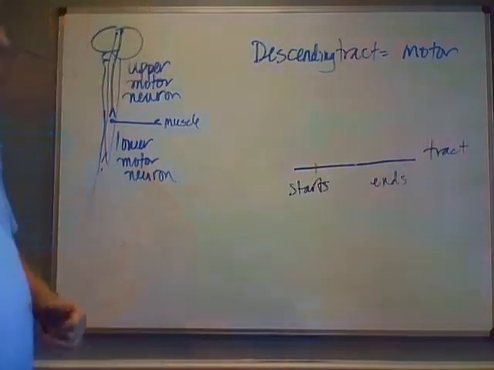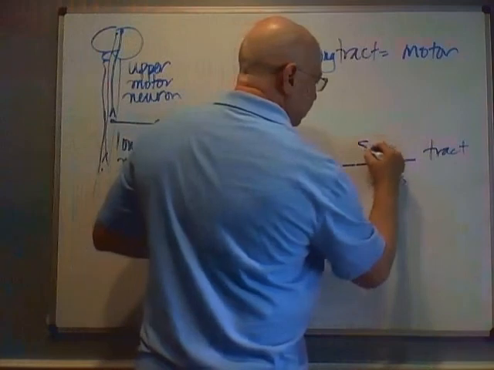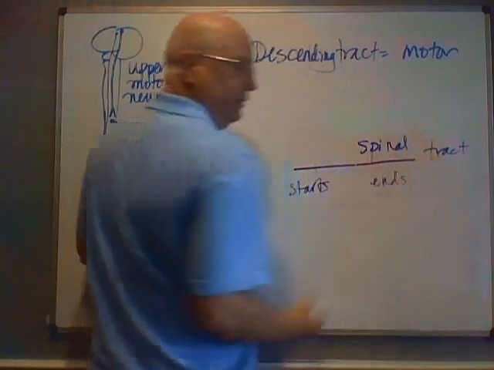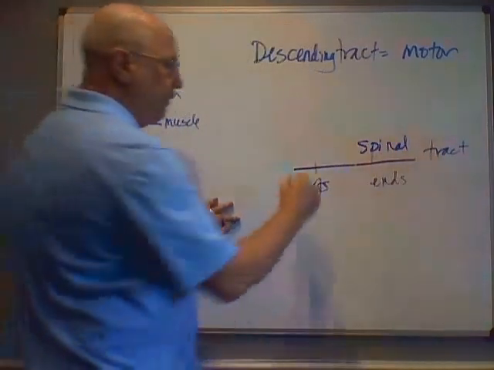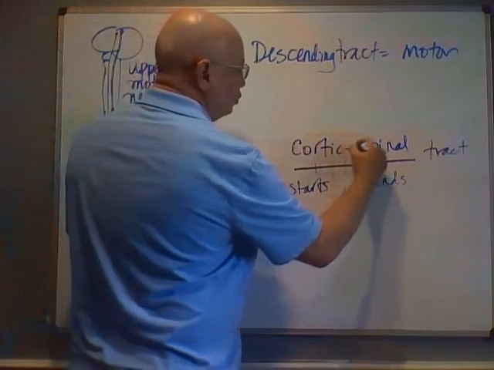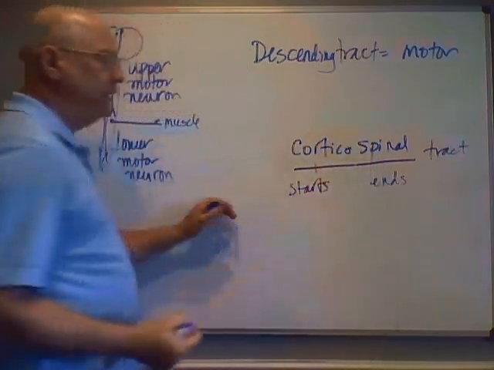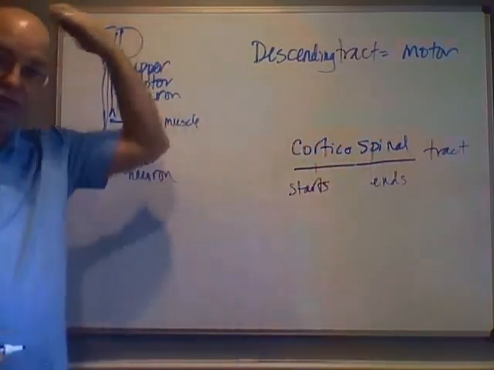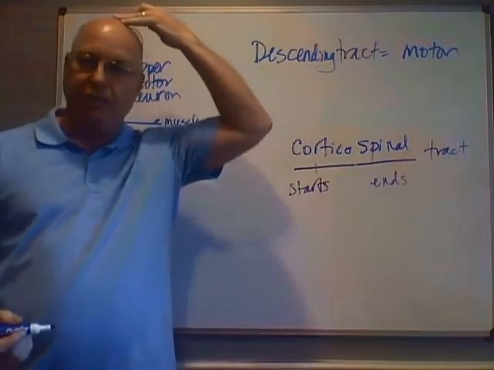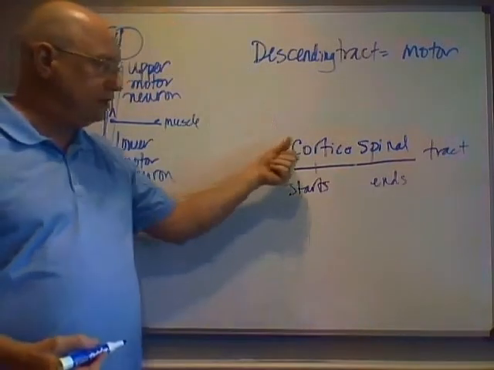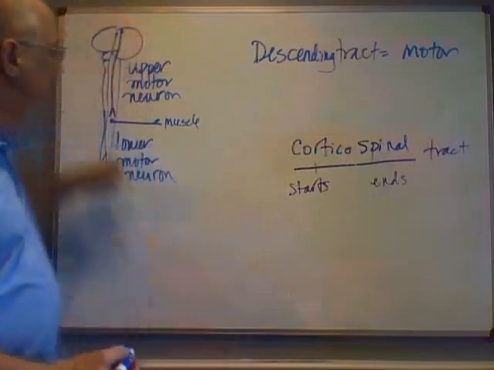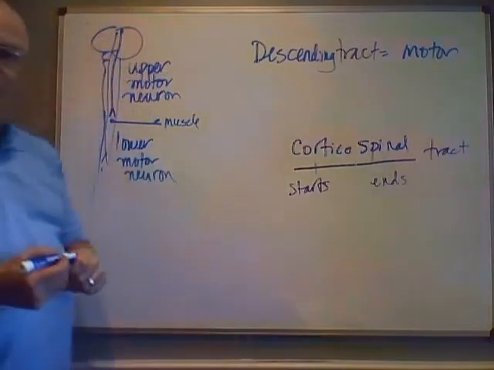All motor pathways are going to end with the word spinal, or many of them, not all of them. So if I have a corticospinal tract that begins in the cerebral cortex, which is as high as you can go, you can't go any higher. So if it starts in the cortex, it must go down. And this one goes from the cerebral cortex to your spinal cord.